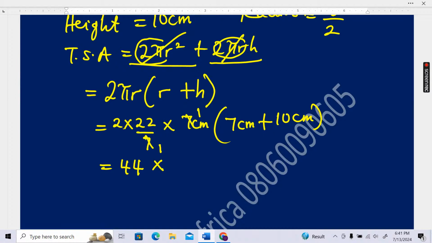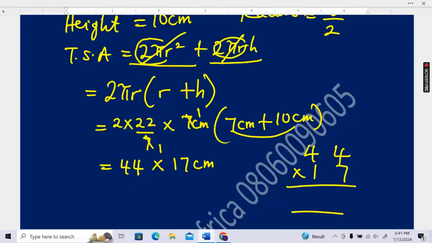Times, let's open the bracket. 7 centimeters plus 10 centimeters is equal to 17 centimeters. So we're going to have 44 times 17 centimeters. Now, a quick one. Strategies to multiplying numbers like this. I'm not going to use multiplication, but I'm going to use a mental math method. So watch. 4 times 7 is 28. I'll write 8, carry 2 over.